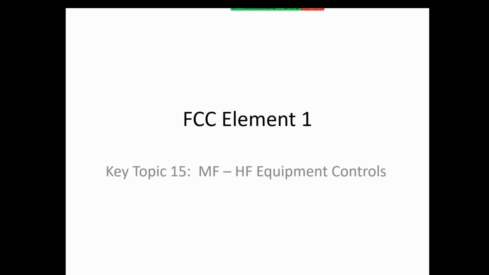All right, we're back with key topic 15. That's medium frequency to high frequency equipment controls. So far, we've been looking at the very high frequency, VHF. So these are a little slower as far as the frequency is concerned. The wave lengths are longer. There's less in an inch than there is for very high frequency. So let's take a look at these.